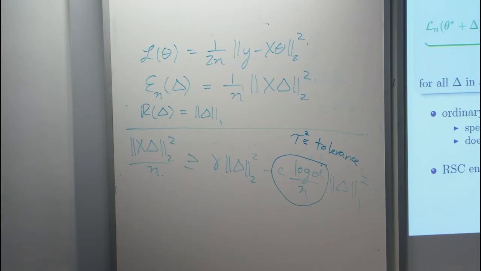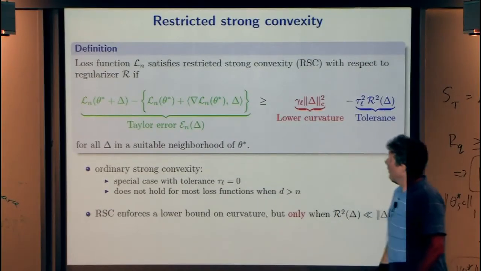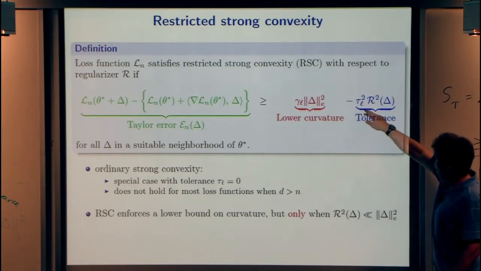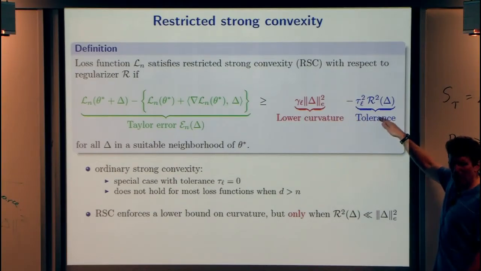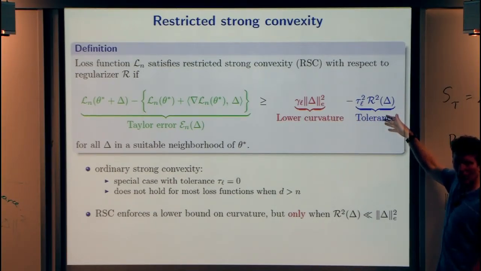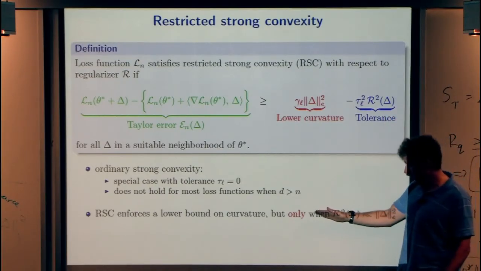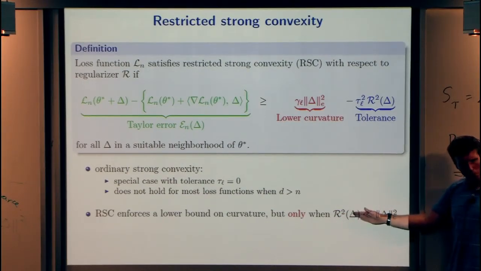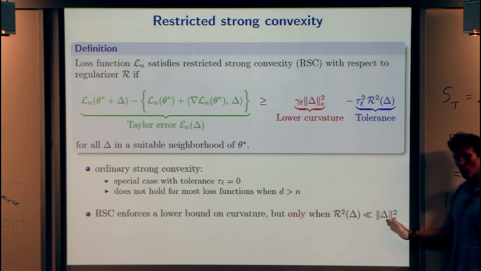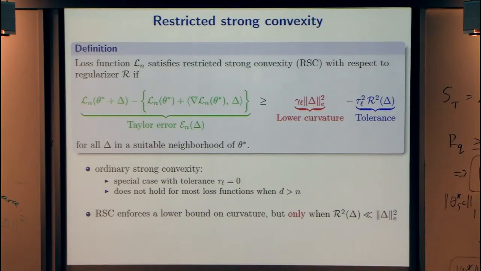Right? So the way to think about this is that if you have a convex function, then this difference is always non-negative. So if you look in a direction where this term is larger than this term, then if this whole side is negative, then this bound is trivial. It's not saying anything interesting. So the way to think about this bound is it's enforcing a curvature bound, but only in certain directions. And these directions are very special. They're directions where the regularizer norm is small relative to, in this case, the L2 norm.